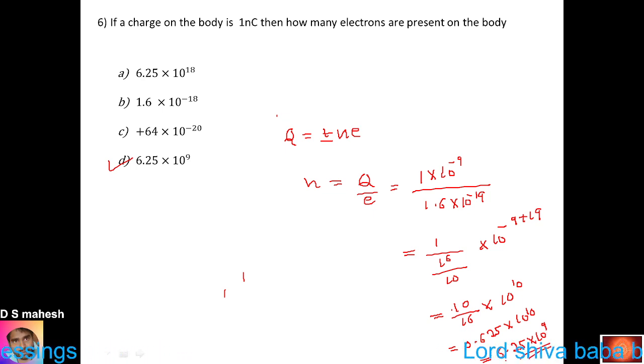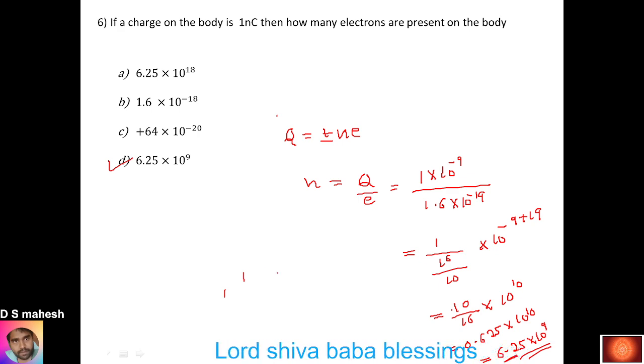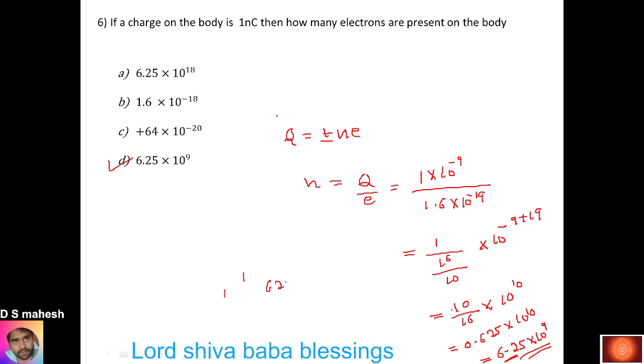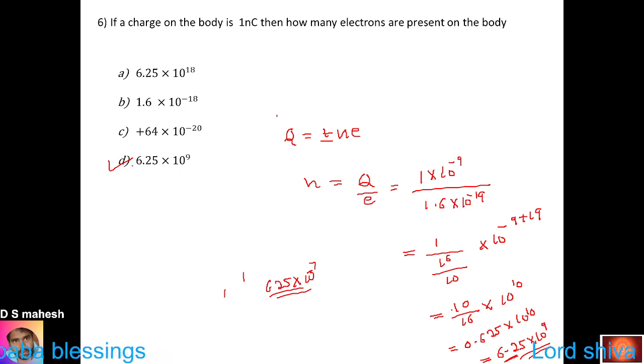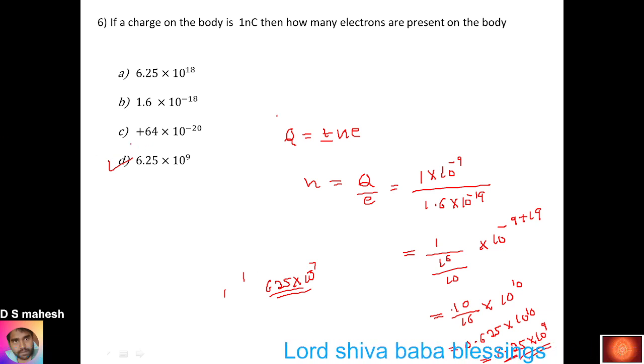So here N is given as 6.25. It should not be a fraction, so the actual number should be 625 into 10 to the power of 7. But in the options, the nearest number is given as 6.25 into 10 to the power of 9. So we can choose this 6.25 into 10 to the power of 9.